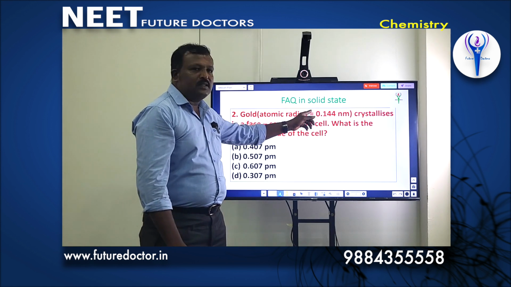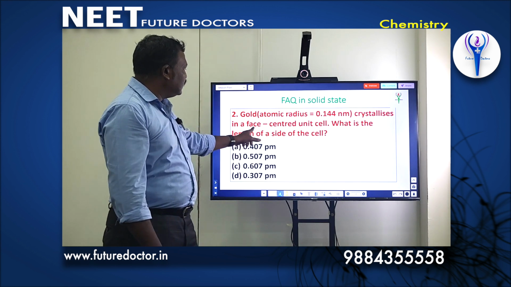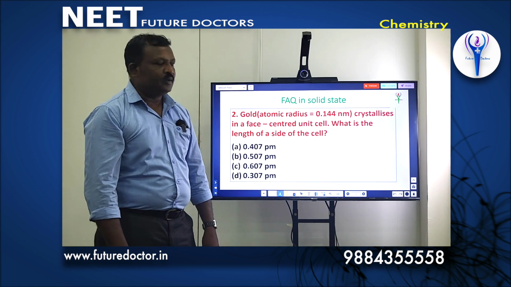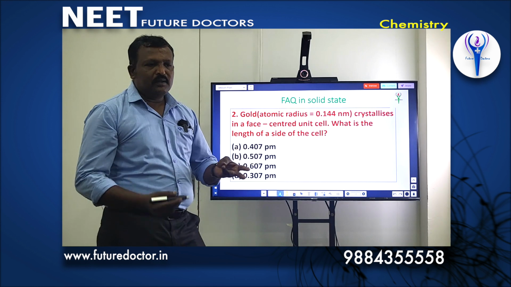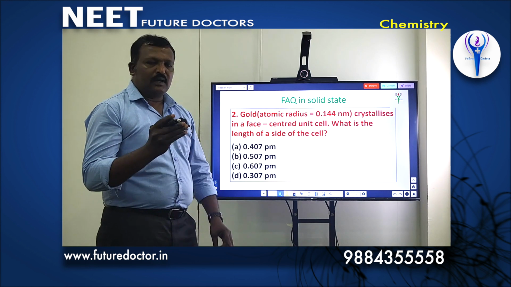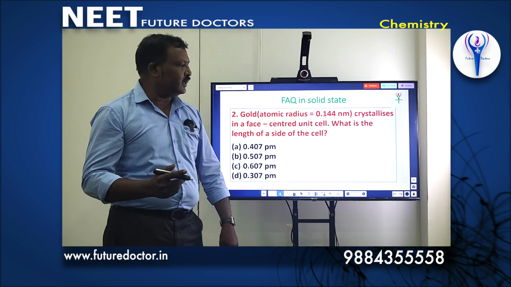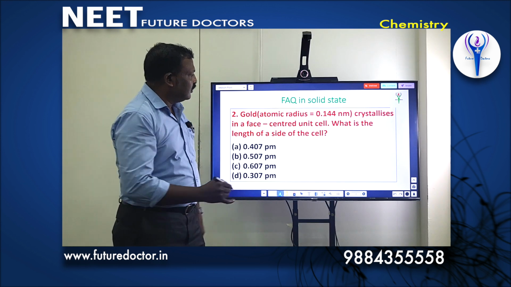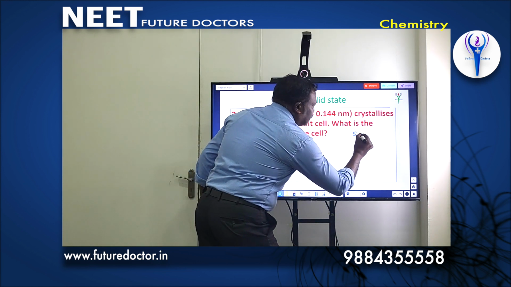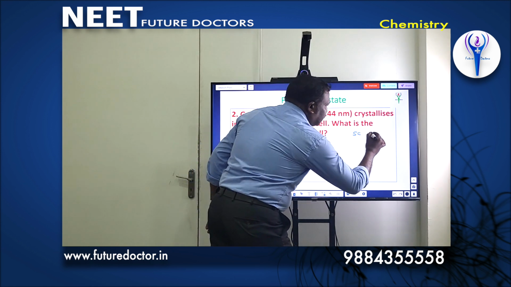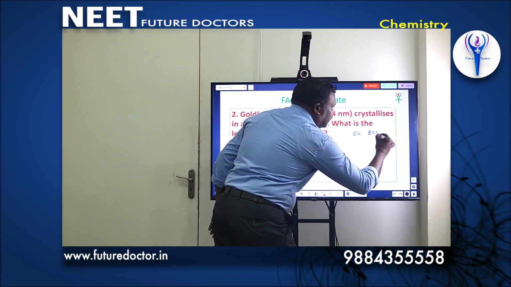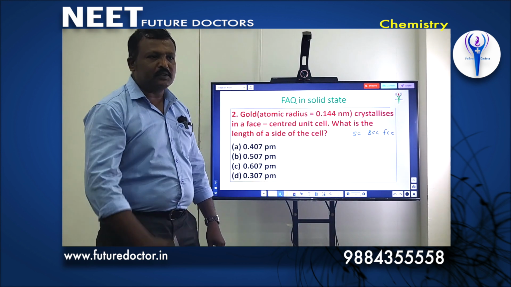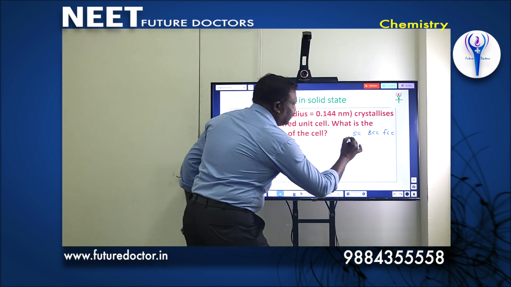Gold atomic radius is given. Gold crystallizes in an FCC, face centered cubic unit cell. What is the length of the side of the cell? They are asking this. We have formulas for simple cubic, body centered cubic and face centered cubic. First I write all the formulas, then we can select. Simple cubic I write as SC, body centered cubic as BCC, and face centered cubic as FCC. Each and every one has a formula for radius.